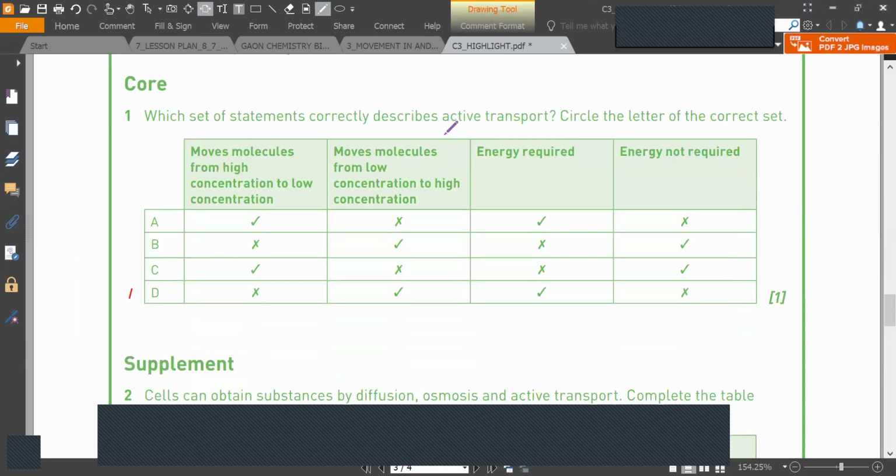Next. Which set of statements correctly describes active transport? What we mean by active transport is this situation. High concentration to low concentration? No. Low concentration to high concentration? Yes. Energy required? Yes. Energy not required? No. So that is the concept of active transport.